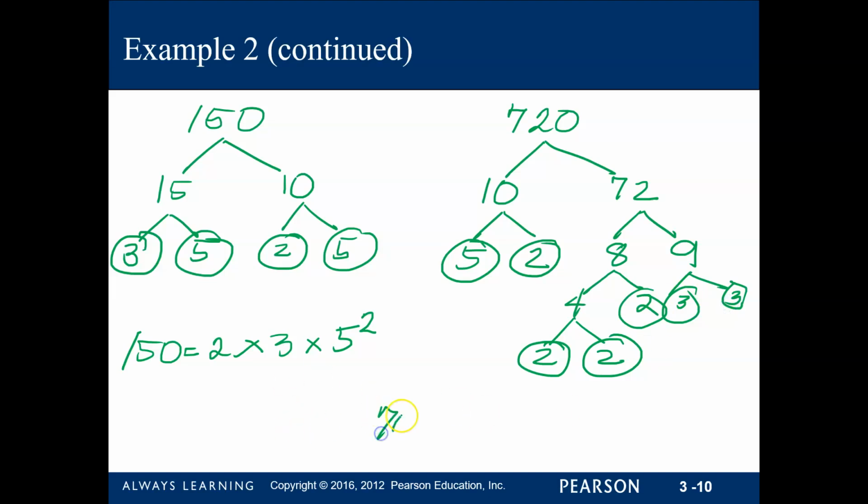So 720 is going to be 2. How many 2s do we see? 1, 2, 3, 4. 2 to the 4th power times 3. How many 3s? 1, 2. So 3 to the 2nd power times, we only see 1, 5. And so that is the prime factorization of 720. Okay?